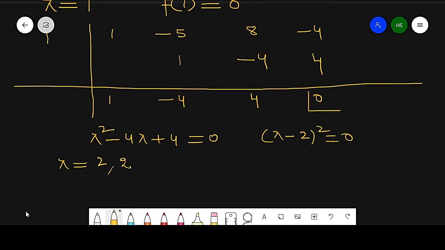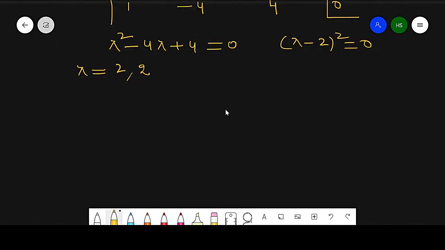Then what are its eigenvalues? Its eigenvalues are lambda equal to 1, 2 and 2. Now here the minimal polynomial will be changed because the roots are not distinct.